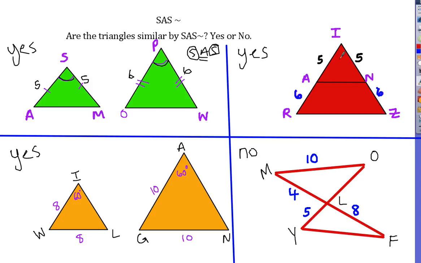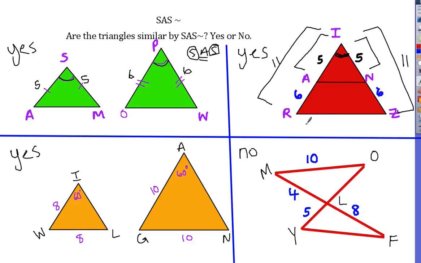When I look here, I have the angle. Angle I is reflexive. Angle I in the little one is the same as angle I in the big one. So 5 is to 11. If you look, 5 plus 6 is 11. This whole side is 11, as 5 is to 11. By the way, they don't have to always be isosceles. Okay, so they just have to be in the same ratio. So IAN is similar to triangle IRZ by side angle side similarity.